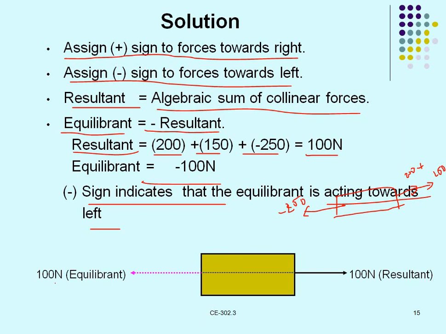Here you can see the 100 newtons equilibrium is in the left direction, and again 100 newtons is in the right direction. So this is the equilibrium, and this is the resultant. Like this we have to do the problems.